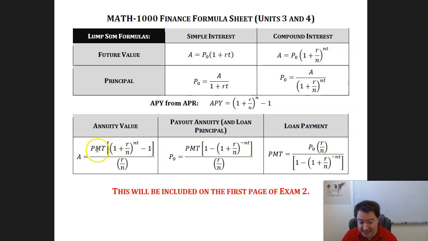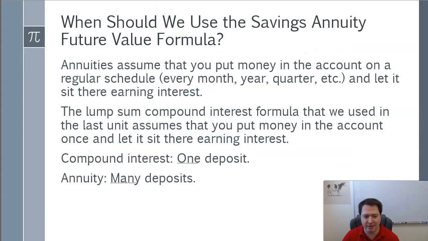So look for the PMT, because that means we're making regular payments. All of these are assuming that, versus the P0, which was our principal, what we started an account with and then just left there, never adding to the account, never taking out from the account. So that's a way of recognizing whether a formula actually relates to what we're trying to do: all the annuity formulas will be talking about payments, and all of the lump sum formulas, where I'm just putting in something once, will have this P0 principal in them.